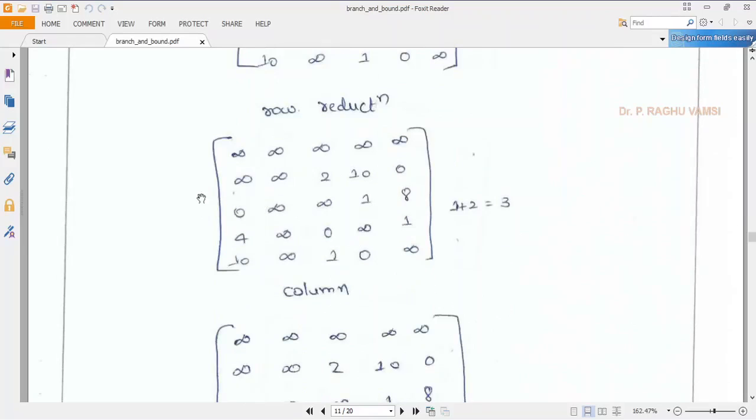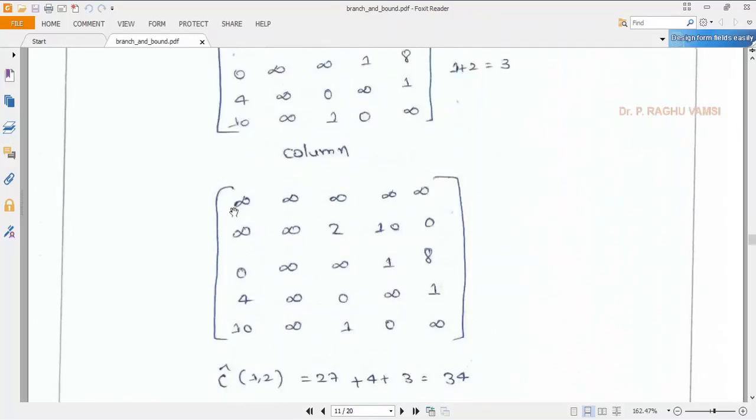From this, identify the minimum element in each column and reduce it. From the first column, we didn't find any minimum element. Anyhow, here 0 is the minimum cost we find. So 0 minus anything is that value only. Like that, if you look, we didn't find any significant minimum cost to reduce from the remaining elements in the column.